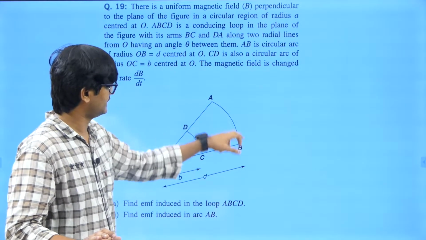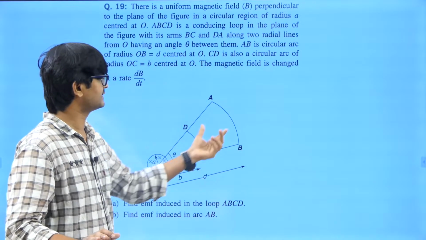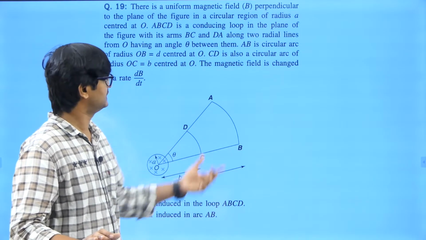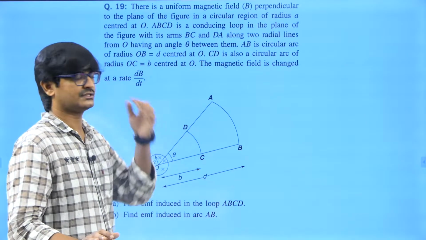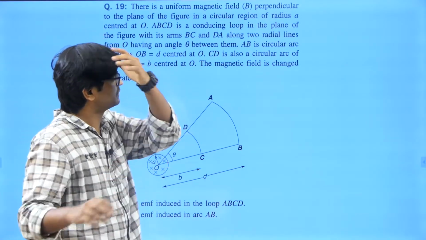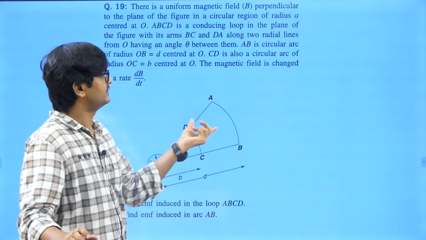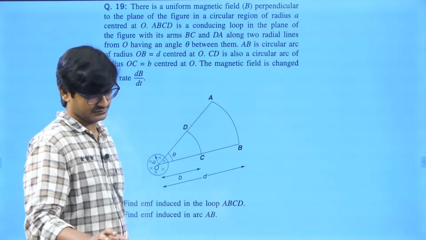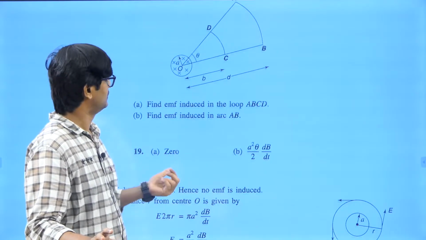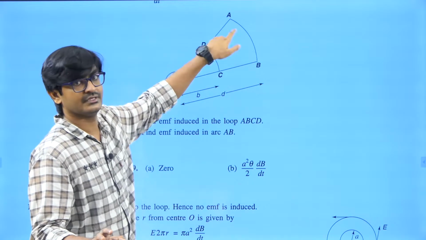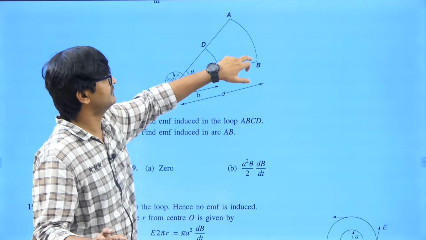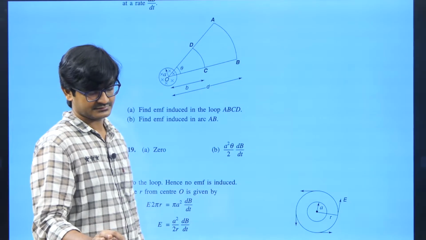So if you take this loop ABCD, what is the flux enclosed? Flux enclosed is 0, because the magnetic field is not here. What is the rate of change of flux? Every time it is 0 only. So what is the induced EMF? The induced EMF in the loop is going to be 0. But when you talk about the EMF induced in the arc AB, let us see how to find the induced EMF in the arc AB.